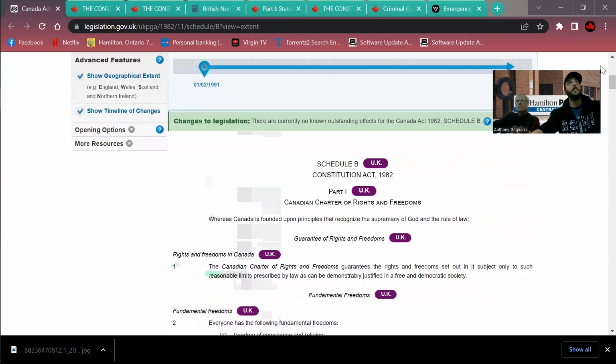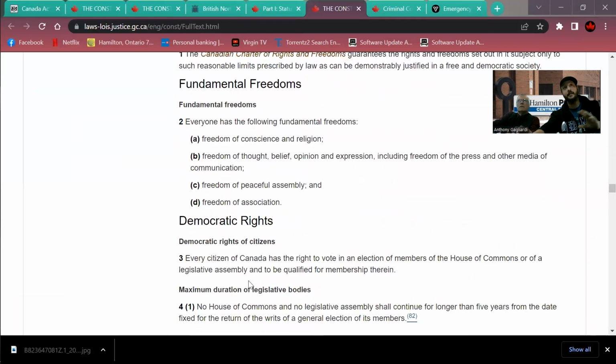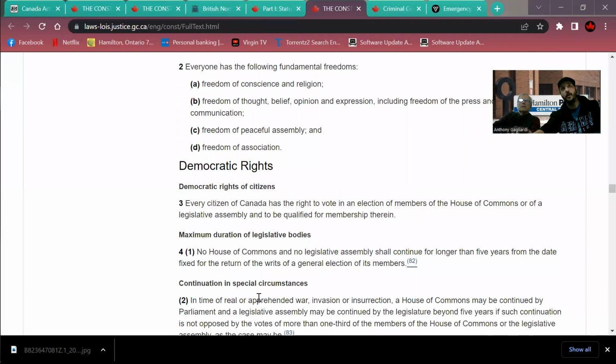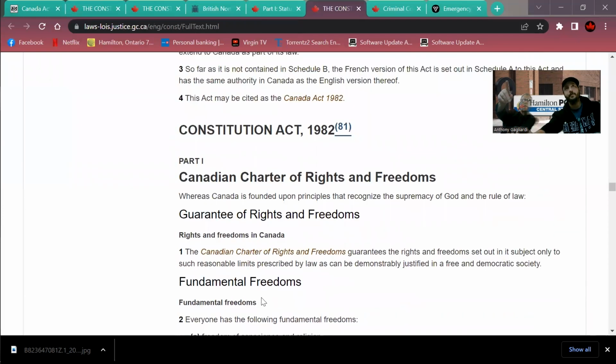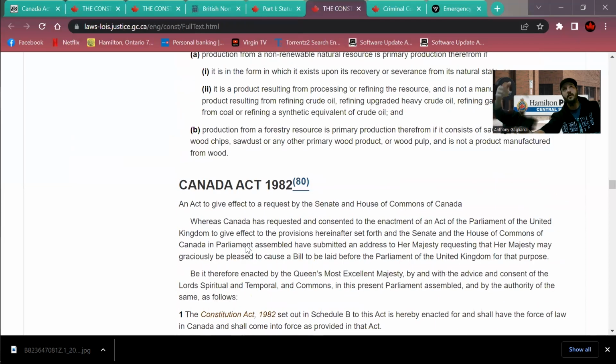I can show you that here, right? And see the exact same layout. Just go up a little bit. Yep, right there. Kick up a little bit more. Yep, right there. Canada Act. Canada Act. Okay, and that's from the UK. Right, as we just showed.